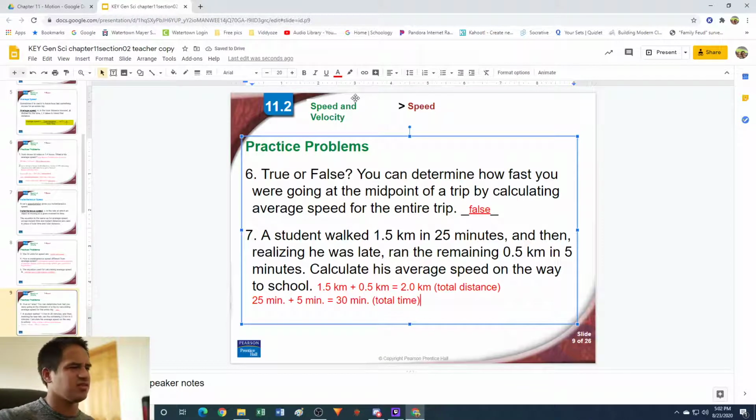I think I said this is total distance, total time. If I said total time before, slip of the tongue.